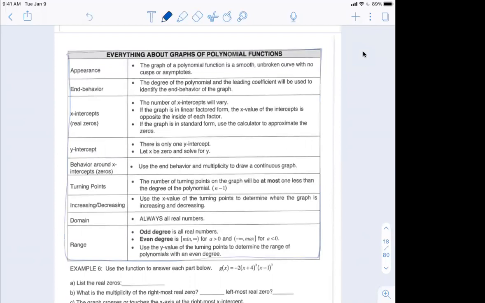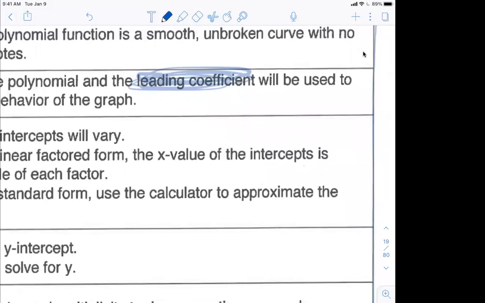So the appearance, it's just saying it's smooth. The end behavior is going to be from the degree of the polynomial and the leading coefficient. When you take a look at the end behavior, remember there were 4 different types of end behaviors. You could have one that's pointing up, U-shaped, so that's an even positive. This would be an even negative, or you can have kind of a snake one, I call this.